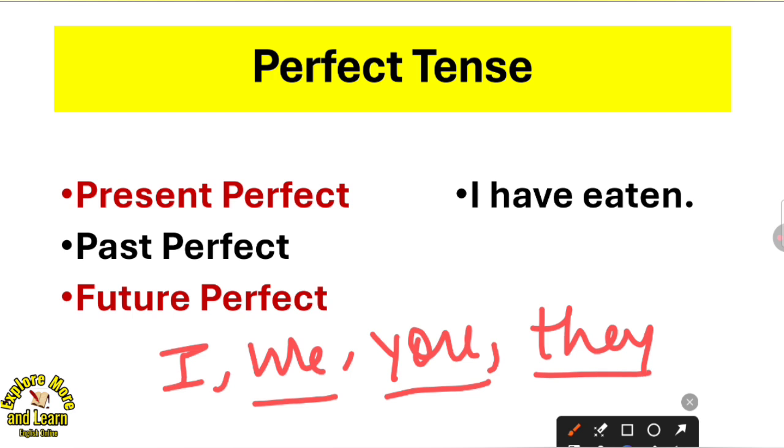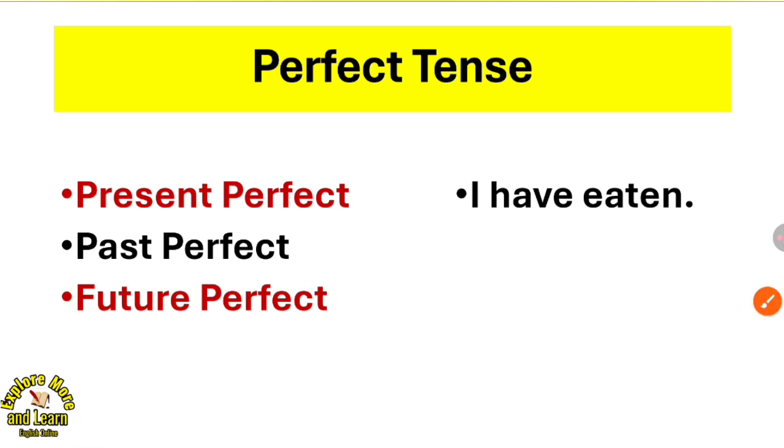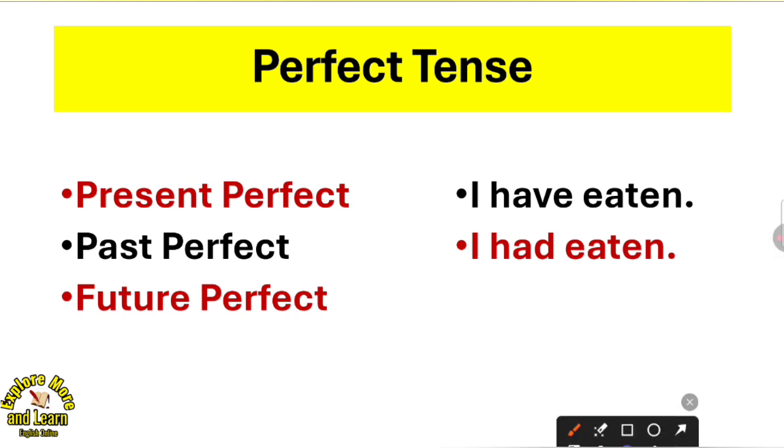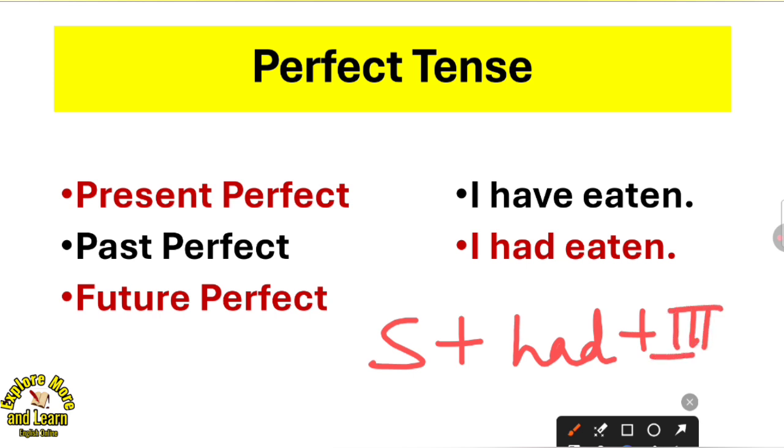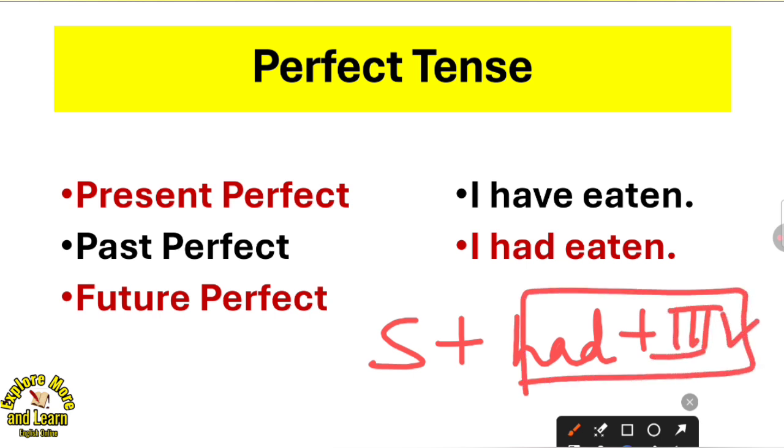Now, if you change the same sentence into past perfect, this will be I had eaten. Again, here there is no confusion because we follow the same structure, whether the subject is singular or plural, like he, she, it, or I, we, you, they. We follow the same structure, that is had plus third form of the verb. So it doesn't matter: he had eaten, I had eaten, she had eaten, they had eaten, like that.